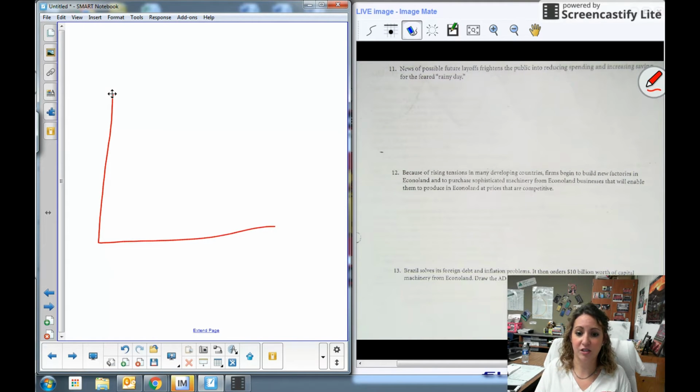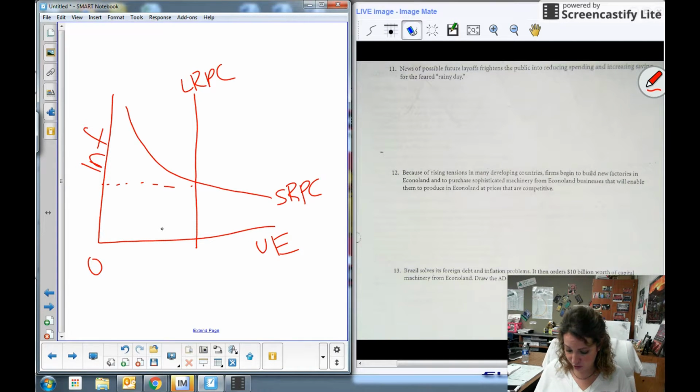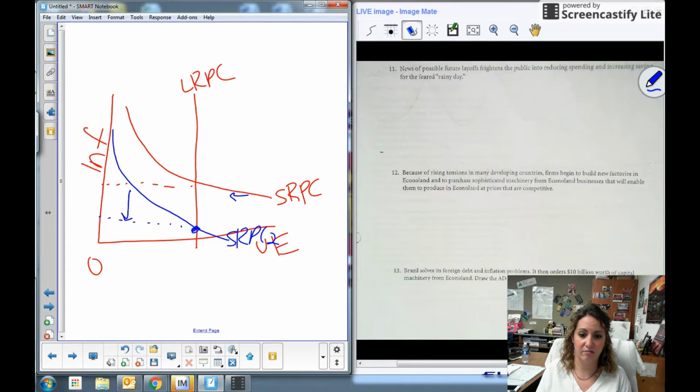So the Phillips curve is going to look something like this, with inflation, unemployment. We have the short run Phillips curve, SRPC, long run Phillips curve, LRPC, equilibriums. And since short run aggregate supply increased, the Phillips curve is going to shift in the opposite direction. It's going to shift to the left. Short run Phillips curve 2. And you could just leave it like that. You could put it in equilibrium and you can just do that.